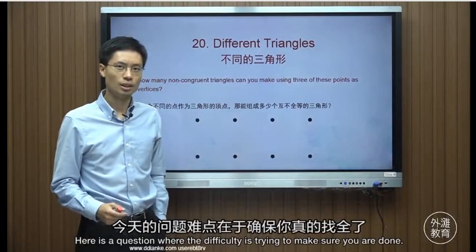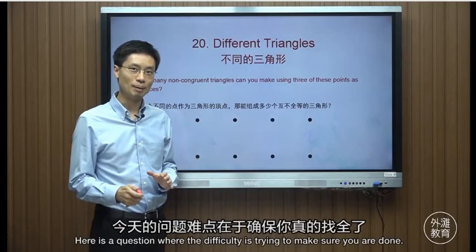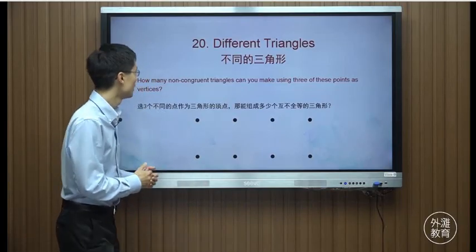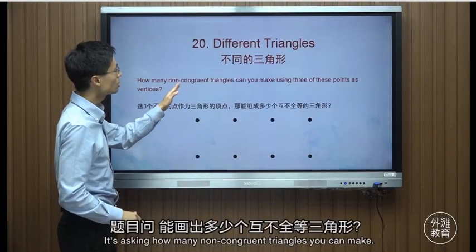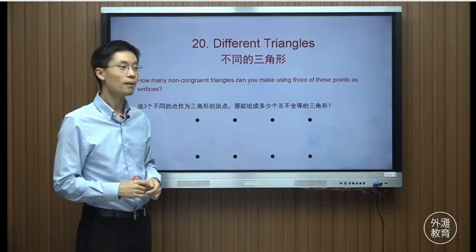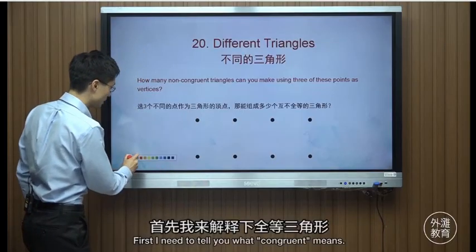Here's a question where the difficulty is trying to make sure you're done. What do I mean? It's asking how many non-congruent triangles you can make. What does non-congruent mean? First, I need to tell you what congruent means.